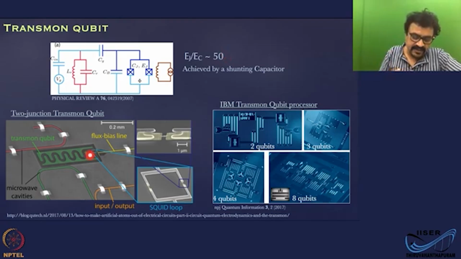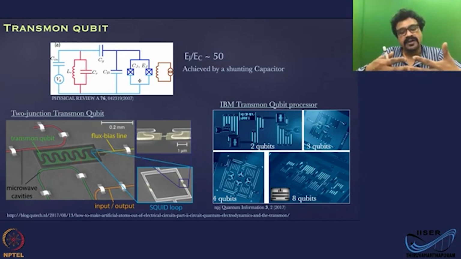Usually these shunting capacitors are long interdigitated capacitors, which is shown here. So what we have is two Josephson junctions. This is the magnified view of the Josephson junction, and this is the magnified view of one junction. So you have a junction here, okay? And this is in parallel. These two green areas are two interdigitated plates that give you the required capacitance, and you can tune it by tuning the number of bends in this design, okay?